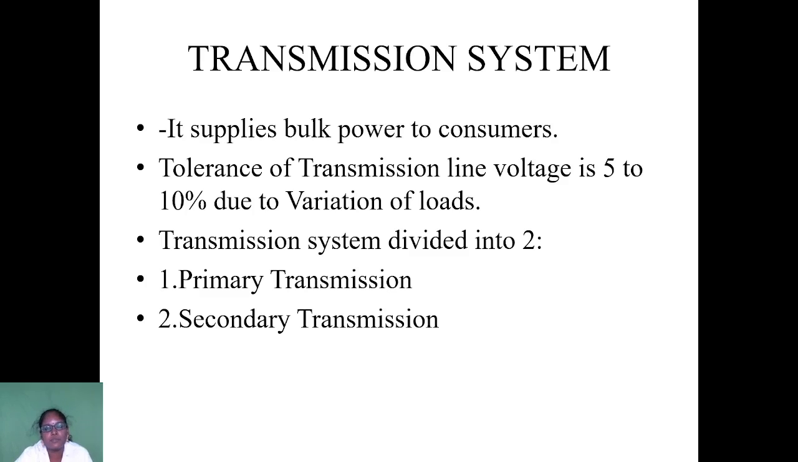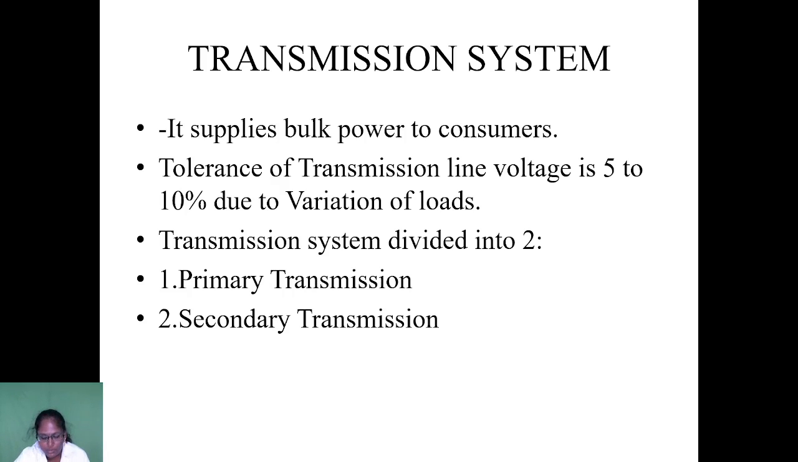So this is the transmission slide. The transmission system supplies bulk power to the consumers. On the transmission side, the normal tolerance of line voltage level is plus or minus 5 to 10% due to the variation of the load. These are the normal tolerance levels in the power system network, that is 5 or 10%. In the structure we can see the two stages, primary and secondary transmission.